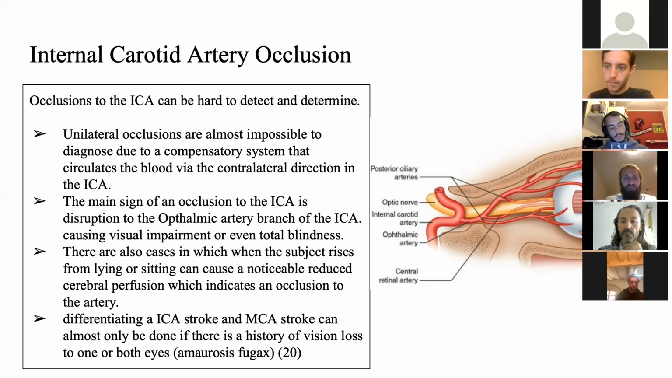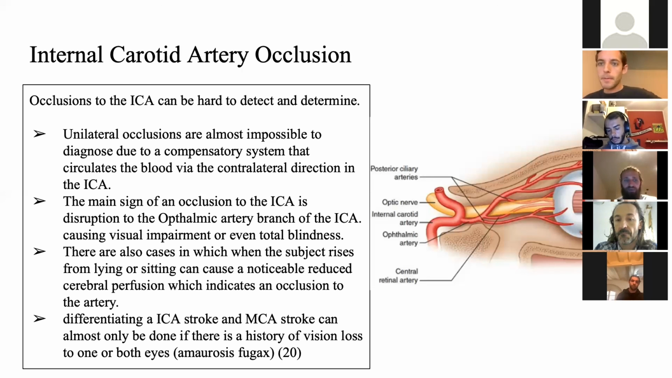Usually a unilateral occlusion is almost impossible to diagnose due to a compensatory system that circulates the blood via the contralateral ICA. So it's basically a round circulation that can feed from either way. Both the anterior and the middle cerebral artery supply chains can be affected as well. Differentiating an ICA stroke from an MCA stroke can only be done if there is a history of vision loss to one eye or the other.